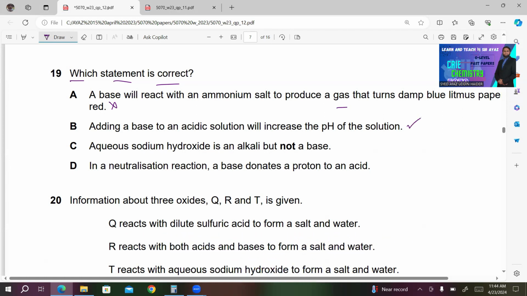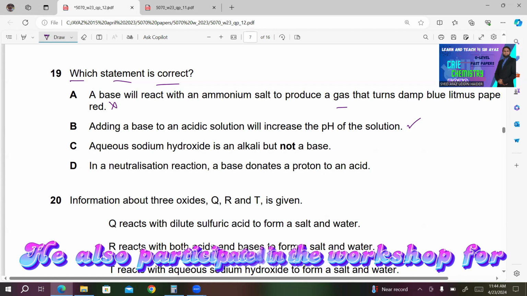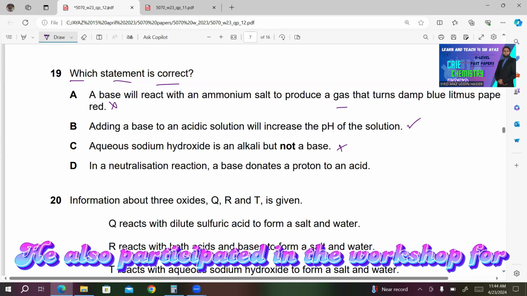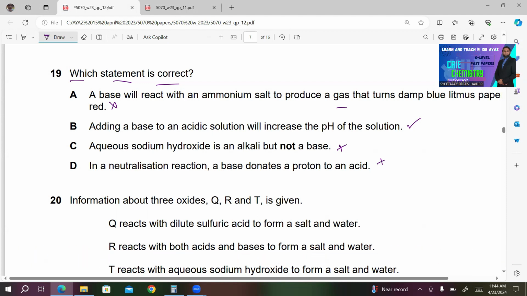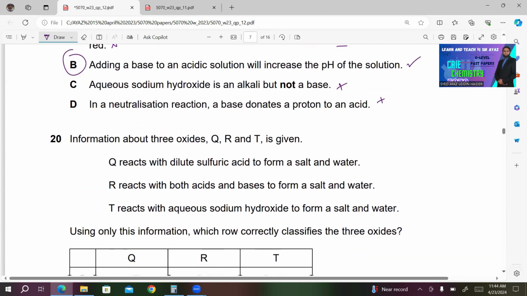B, adding a base to an acidic solution will increase the pH of the solution. This is correct because the pH of the acid solution is low. When you add a base, it will get neutralized and the pH of the solution will definitely increase. C, aqueous sodium hydroxide is an alkali but not a base. This is wrong. All alkalis are bases. D, in a neutralization reaction, a base donates a proton to an acid, is also incorrect because a base is a proton acceptor, not a donor. So B will be the right answer for 19.